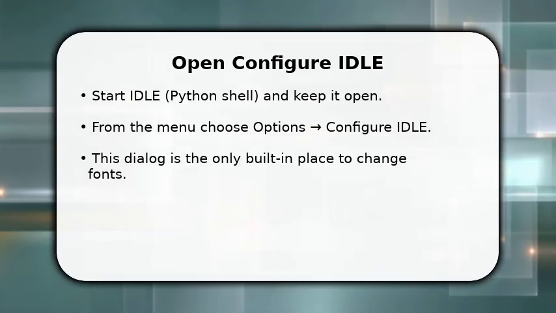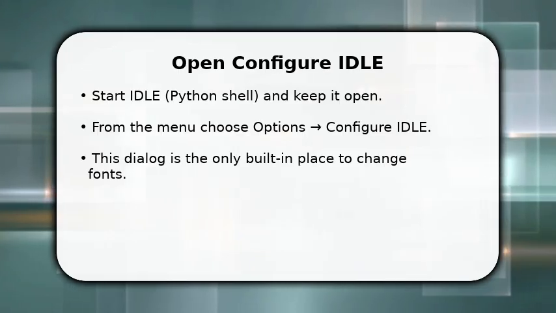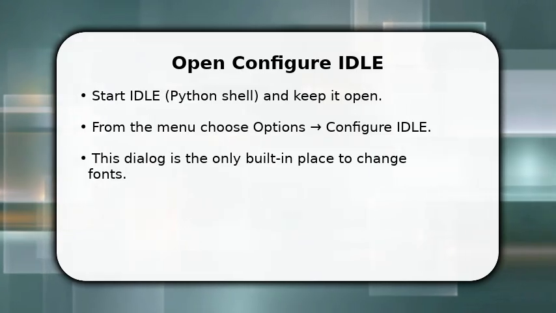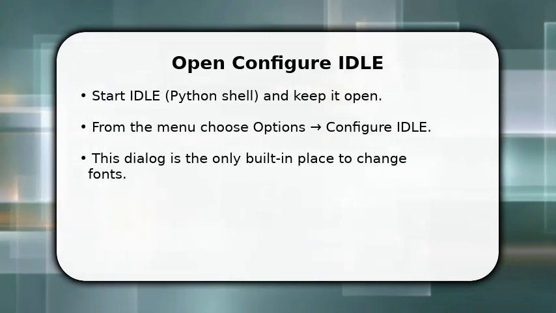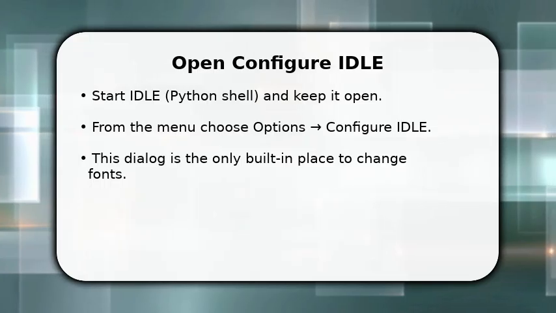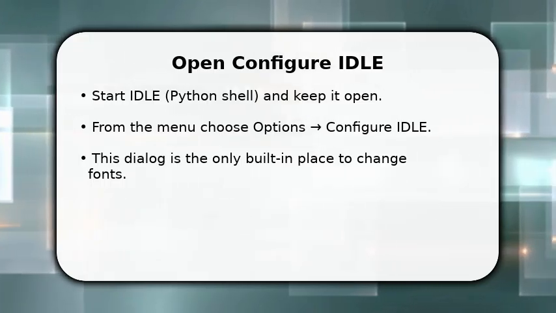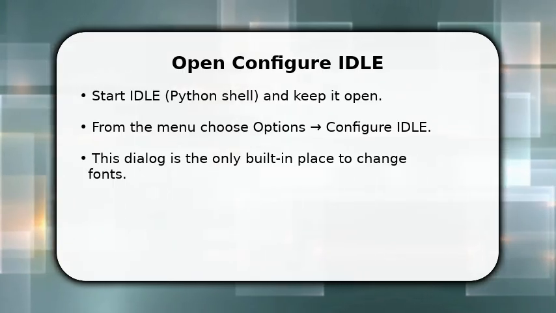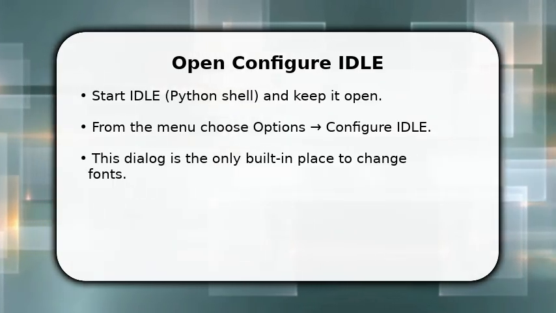You'll begin inside IDLE. Open the Python shell and select Options, then Configure IDLE. This dialog is the only built-in place to change font settings, so make sure you're in it. Once it appears, click the Font/Tabs tab immediately. You are not installing themes or extensions. Instead, you will edit the default font family and size here.